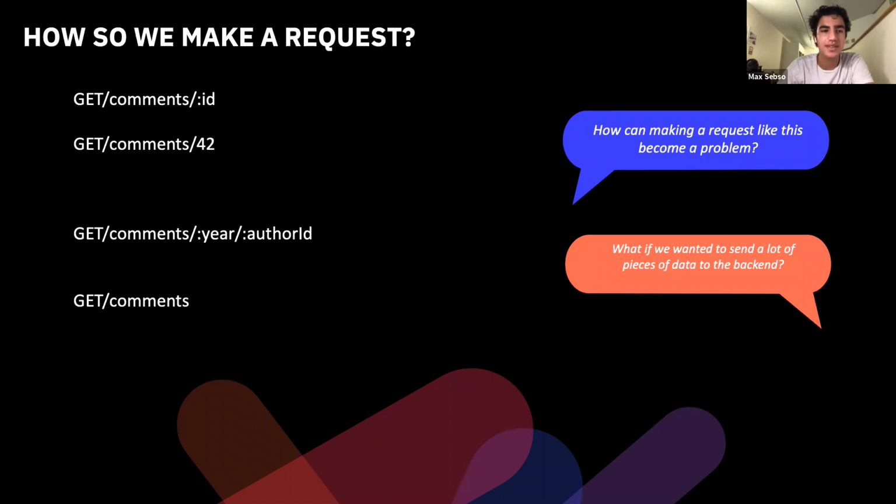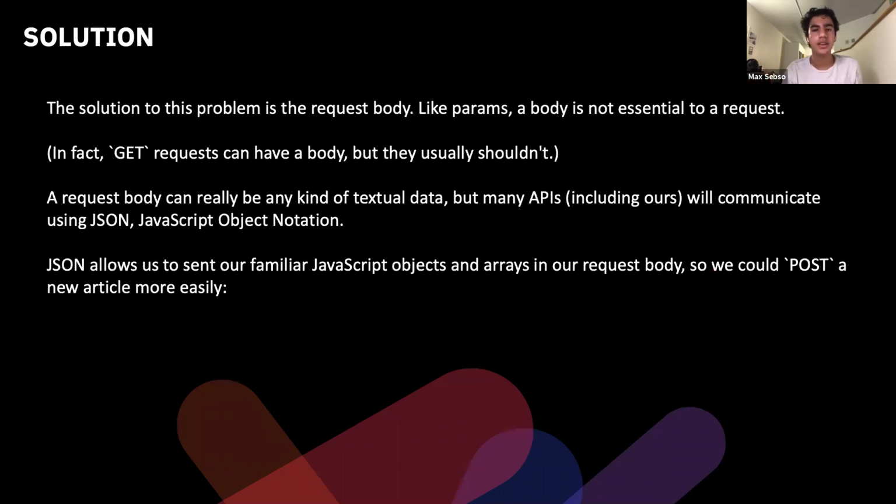And so this is unflattering to the eye, because that's just a lot of words on a request that is going to be confusing. So what is a solution to this problem that we're facing? The solution is the request body. The request body is not essential to the request, but it does make it easier for us to get multiple fields of data.